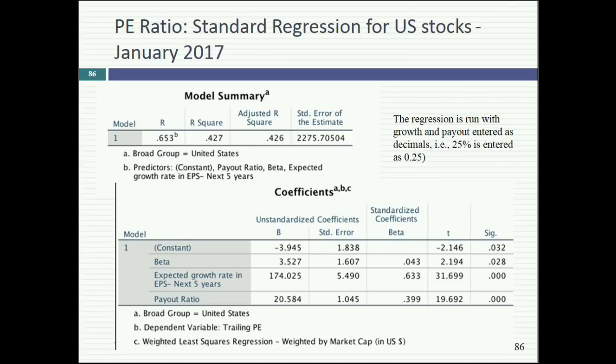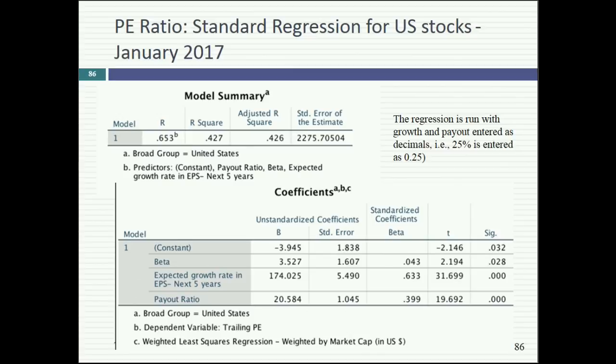Take a look at the top. What does it say for the R squared? 42.7%. That's actually not bad. Looking across the entire market, I'm able to explain 43% of the variation in PE ratios using these 3 variables. Here's the output from the regression. Let's read the output. What does the constant tell me? It's basically the base from which I'm going to build off my predictions.